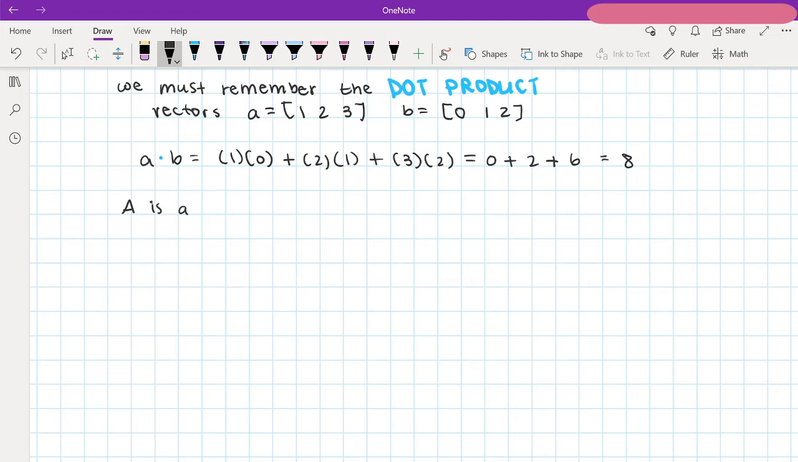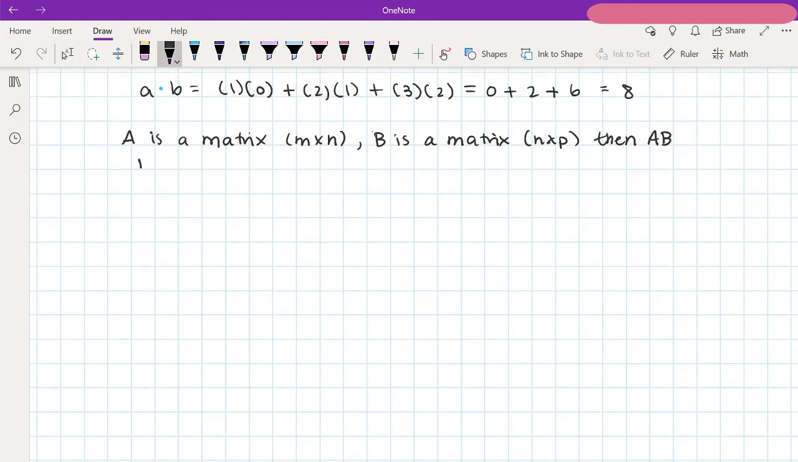So if A is an m by n matrix and B is an n by p matrix, then AB is a matrix composed of dot products of the rows of A and the columns of B. I'm just going to draw a little diagram explaining what this means. But basically, you're going to take the row I and multiply it by the column J of B, and you're going to get a matrix of size ij.